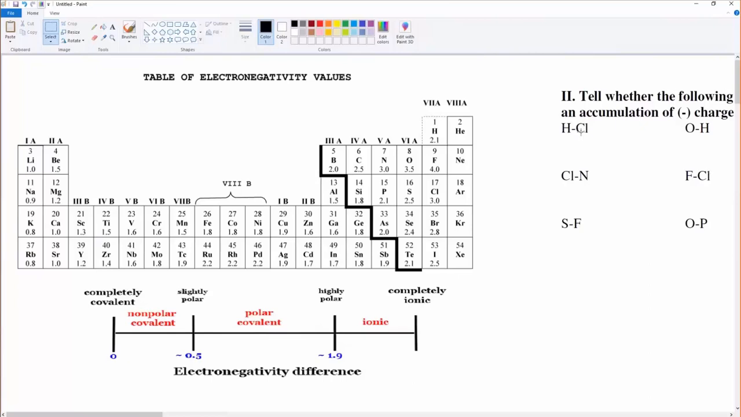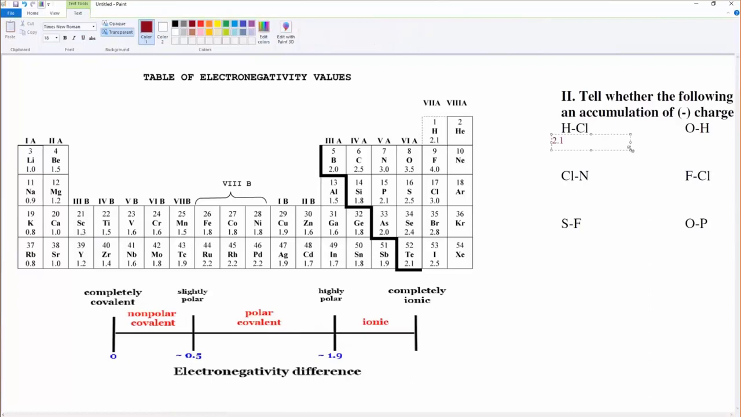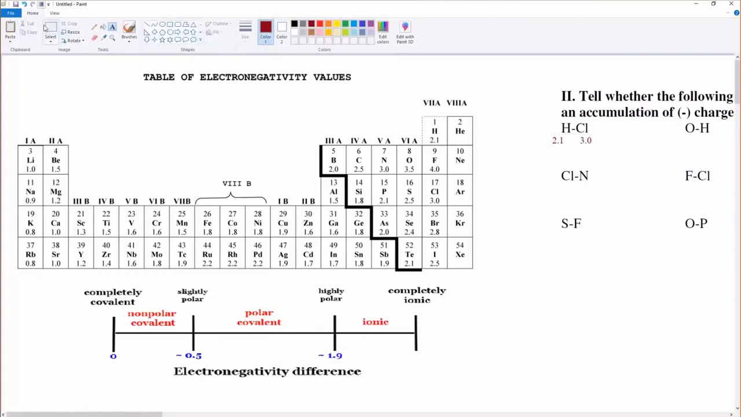I think we did this one on Tuesday. So HCl, because the H has an electronegativity value of 2.1, and the Cl has an electronegativity value of 3.0. It's not large enough for you guys to see. So based on that, the difference between the electronegativity values of the H and the Cl is 0.9. And again, you don't get a calculator, so you've got to be able to do that. The difference is 0.9. And 0.9 is greater than 0.5 and less than 1.9, so it's definitely in the polar range.